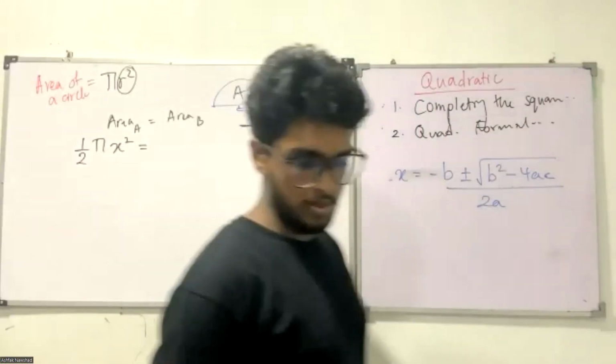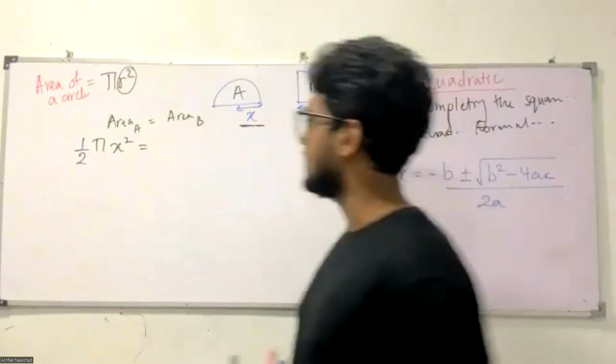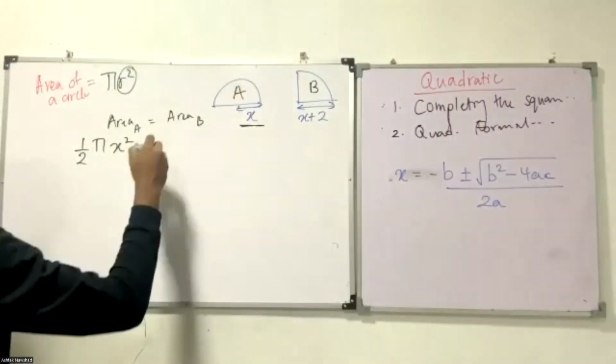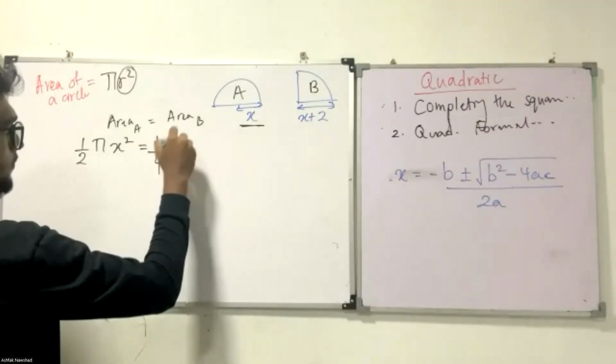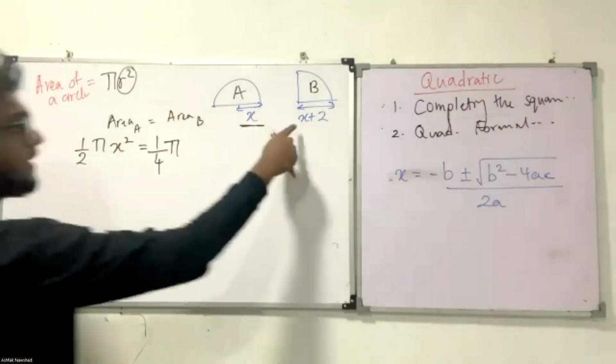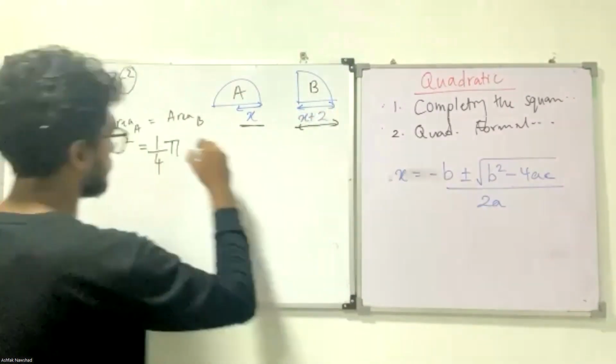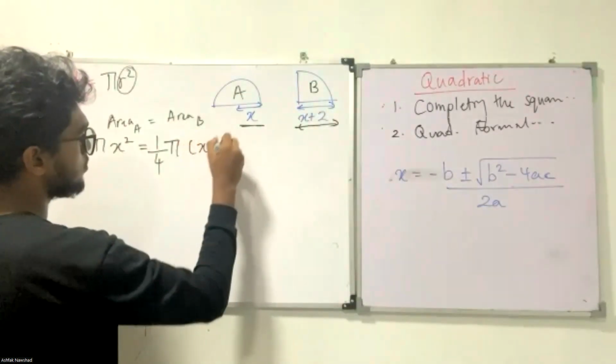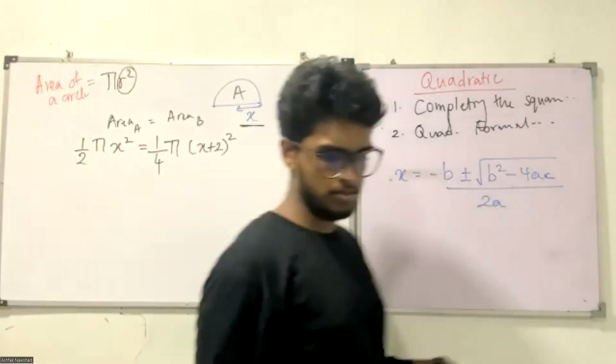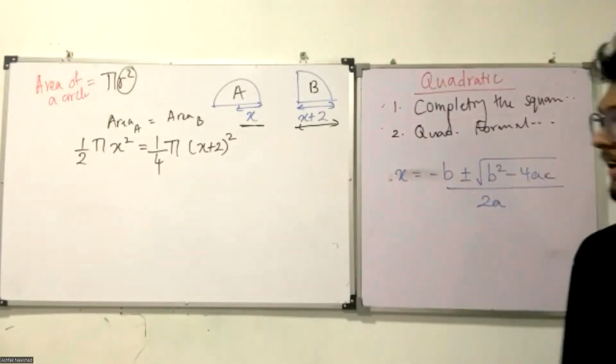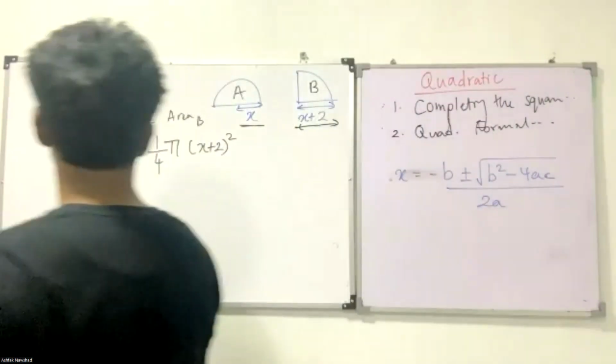Area of the semicircle, yes, okay. Area of the semicircle is equal to the area of the quarter circle. So the quarter is 1/4 pi r square, but the radius is not x now, it's x plus 2. So x plus 2 square. Let's see what happens.